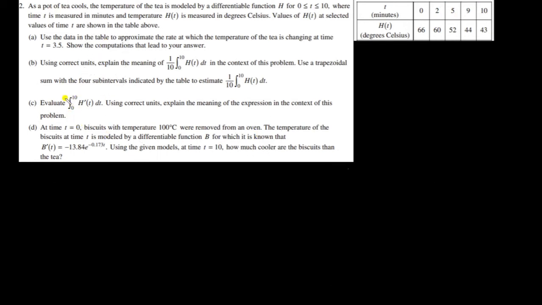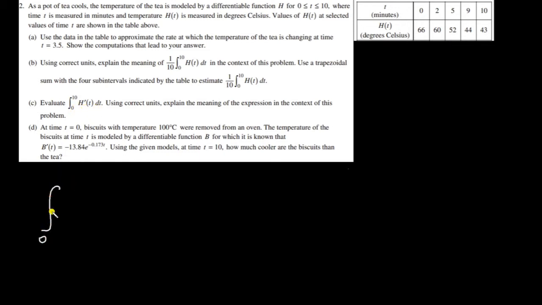Alright, part C. Evaluate the integral from 0 to 10 of h prime of t dt and explain what it means. Okay, well, this is a pretty simple application of the fundamental theorem of calculus, right? So what we have to know is that the integral of the derivative, they kind of cancel out, and you just get the original function left over.